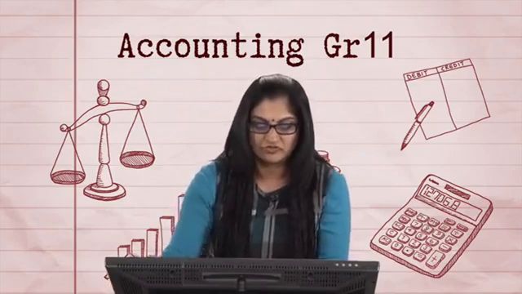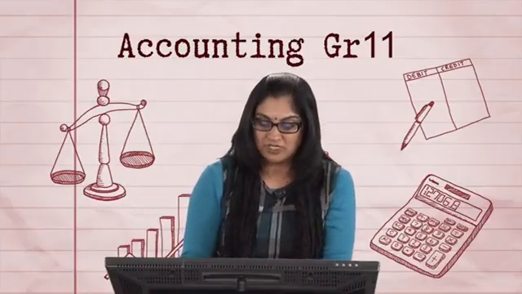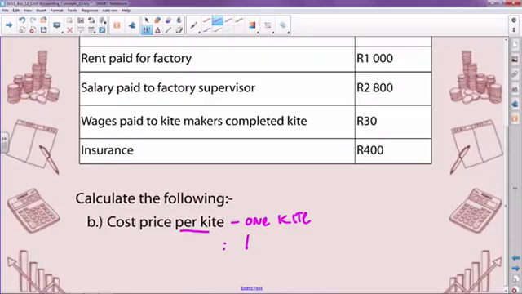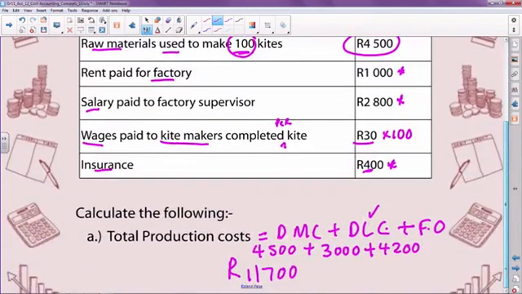Okay, so the second question wants you to calculate the cost price per kite. So in other words, what is the cost price for one kite? How much did it cost the business to manufacture one kite? So let's do this question together. So we know our total production cost is equal to, so if we go back, total production cost was 11,700.